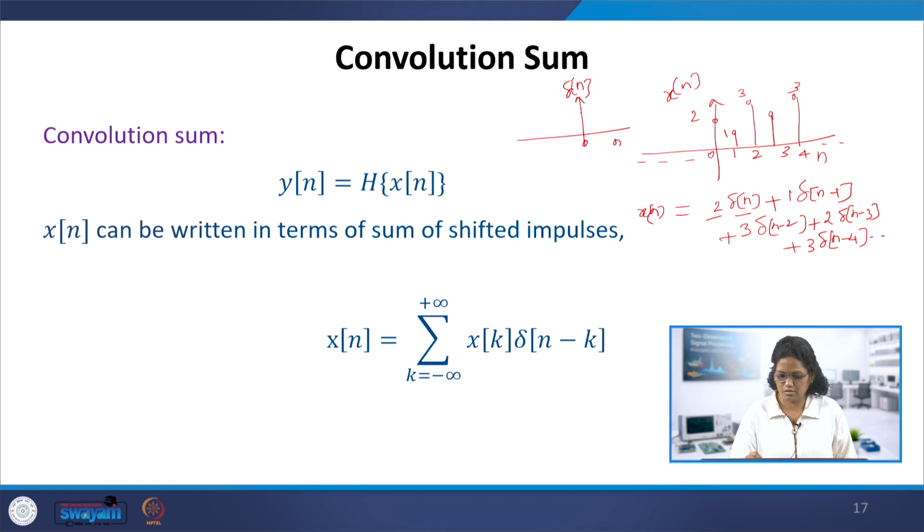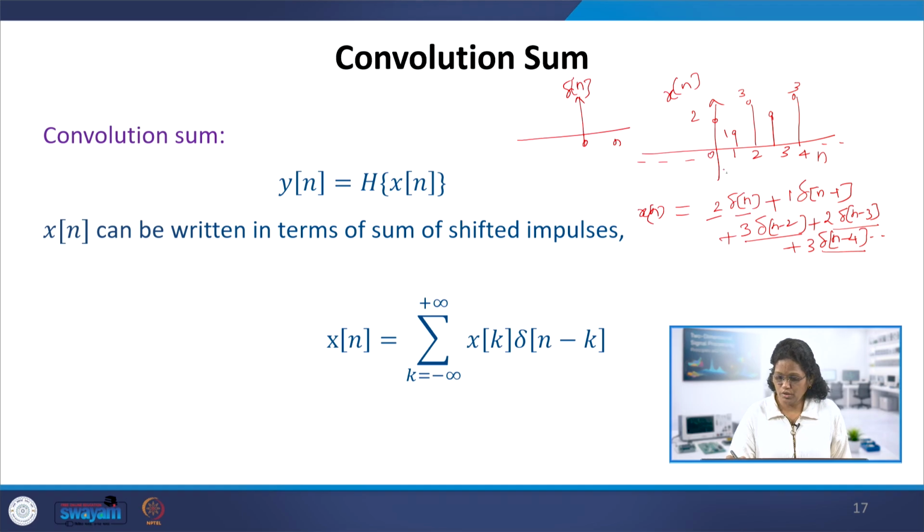This impulse is shifted once, the second one is shifted twice, δ[n-2], and the next one is shifted three times, δ[n-3], and for n equal to 4 it is δ[n-4]. These are the shifted impulses. We can sum them all up, not just shifting and multiplying with the original x[n], what is the amplitude of it.